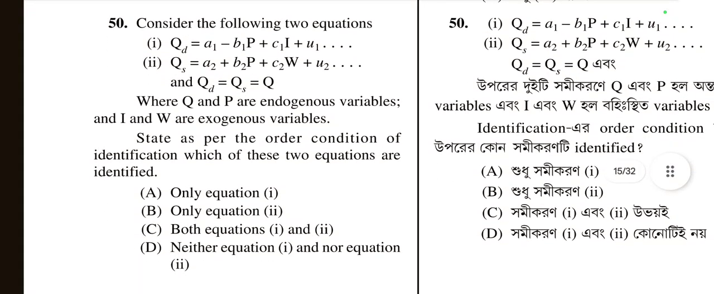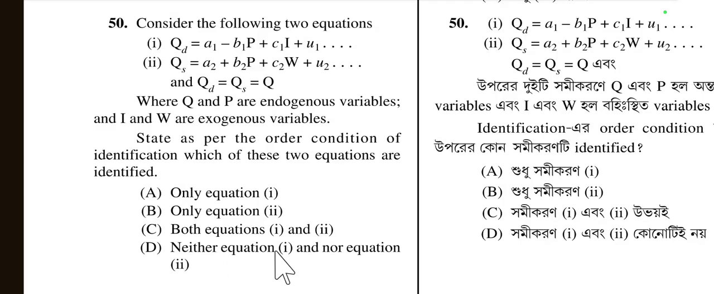Then come to question number 50. Question is, consider the following two equations. QD is equal to A1 minus B1P plus C1I plus E1. Then QS is equal to A2 plus B2P plus C2W plus U2. And QD is equal to QS is equal to Q, where Q and P are endogenous variables, I and W are exogenous variables. State as per the order condition of identification which of these two equations are identified: only one, only two, both are identified, or neither one nor two.